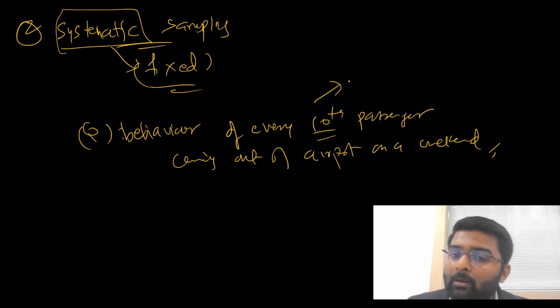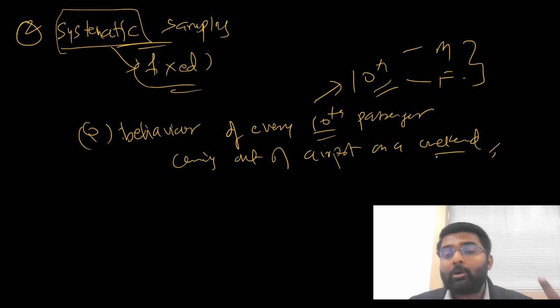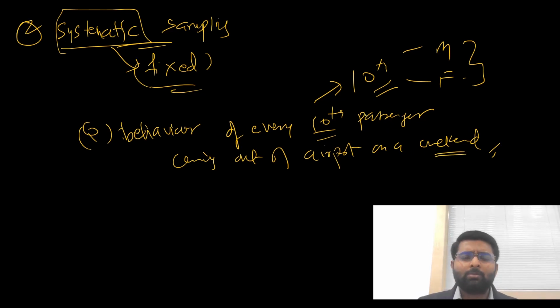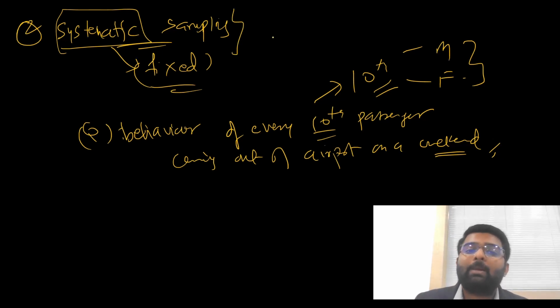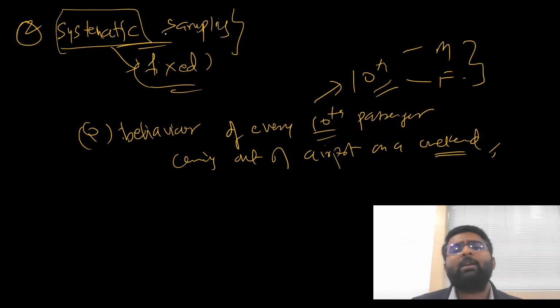I've said that the 10th passenger, or the 10th number, remains fixed regardless of gender. They can be male, they can be female, it's okay. Firstly, the 10th passenger coming out of the airport, and again it should be a weekend. So my research area is very much fixed, and that is when I decided to apply systematic sampling. Systematic sampling is basically used when your research query is very much fixed.